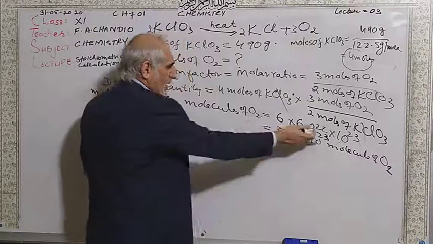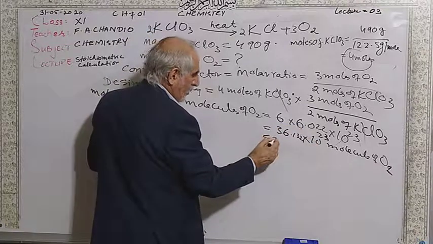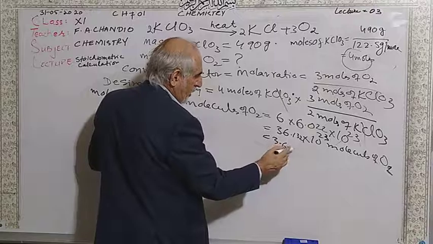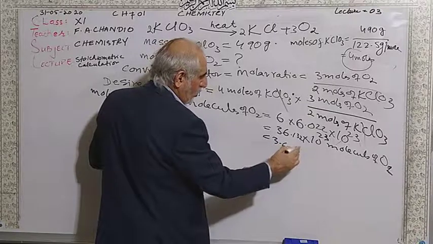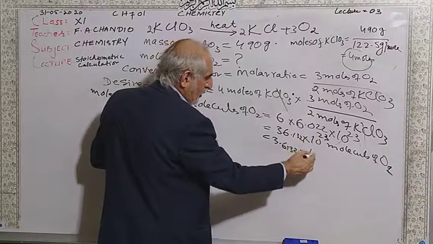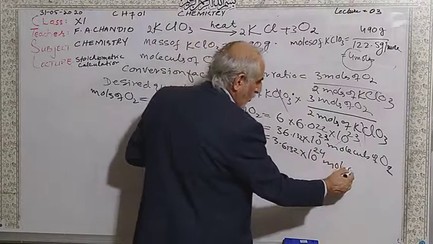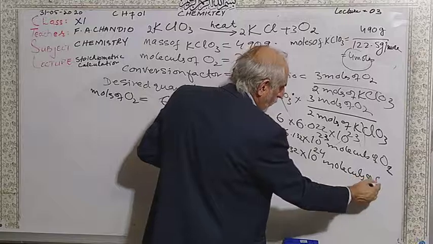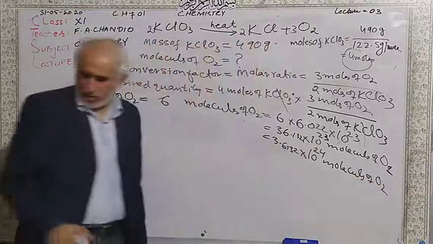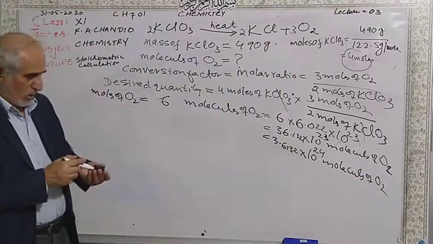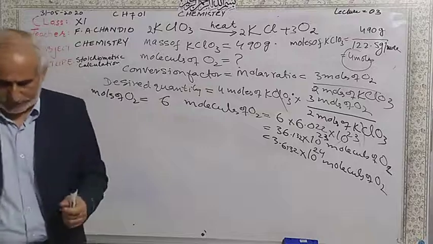Now if you change this digit and make it 3.6132, the power will increase. It will be 24. So 3.6132 times 10 raised to power 24 molecules of oxygen gas. Now this is correct. So this is one thing.